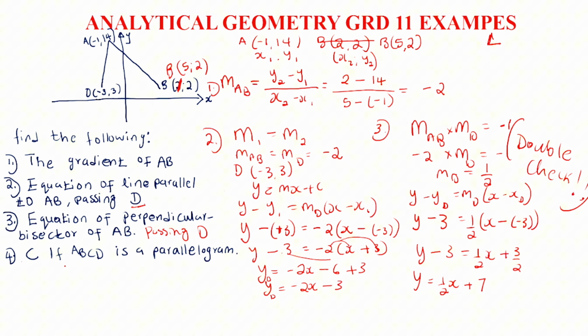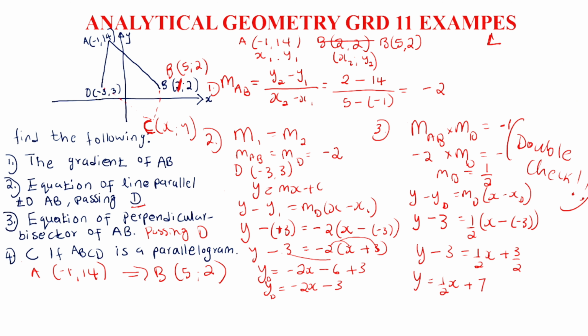D says, find the coordinates of C if this is a parallelogram. So if this is a parallelogram, it means your C would be here. The coordinates of C would be here. Looking at the diagram, this should be where C is. So what do you do in this instance? What you can do is what is known as inspection. Coordinate A before it became coordinate B, what happened? Let's find out here.